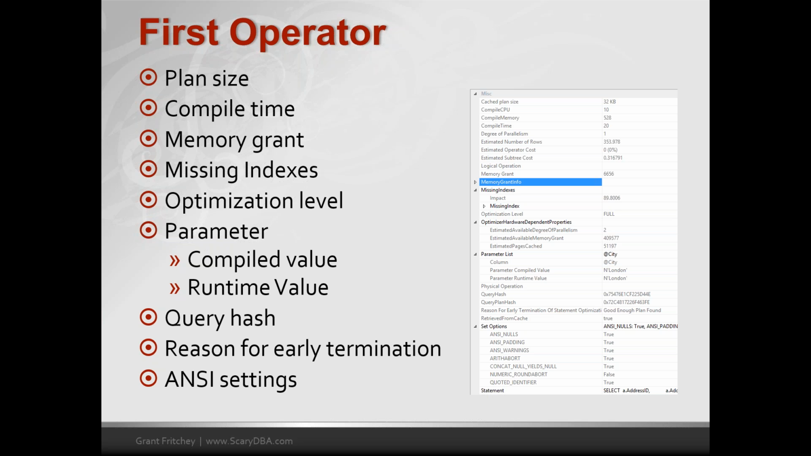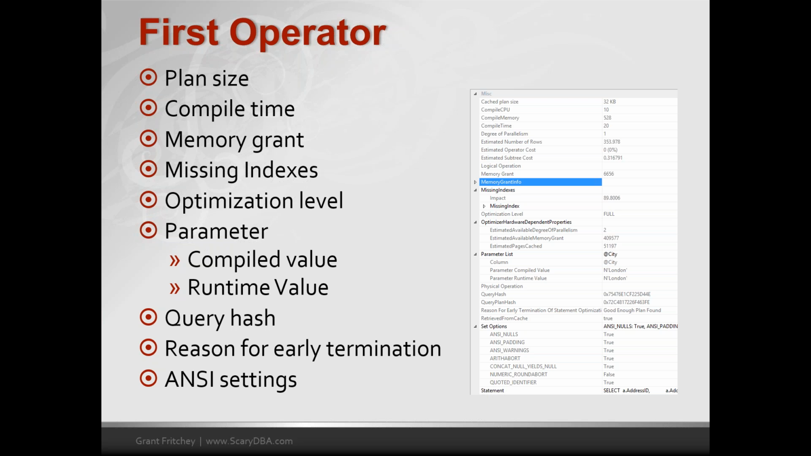You may want to know, okay, well, we're getting lots of these plans that are ad hoc queries, so therefore every query gets a new plan. But these plans are huge. Maybe it's impacting our memory. We need to take a look at that. You want to look at compile time, which is stored with the plan in that first operator. How much CPU and how long did it take to get this thing compiled?